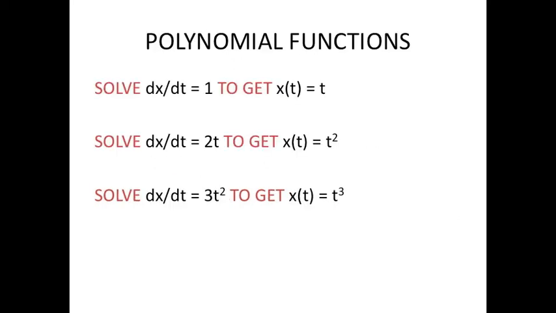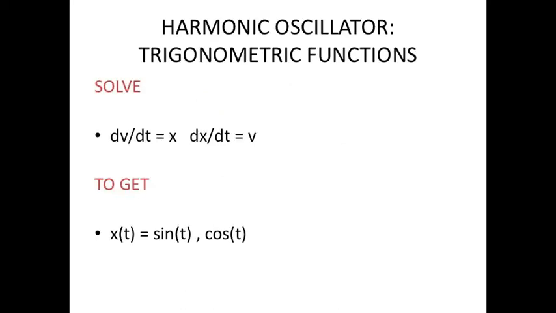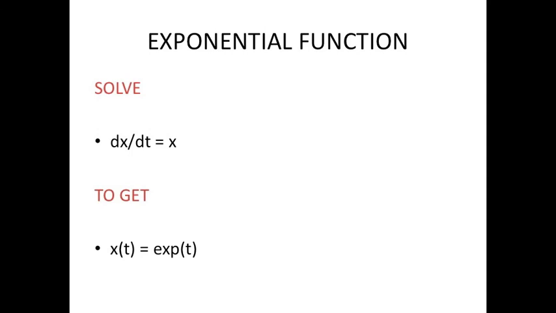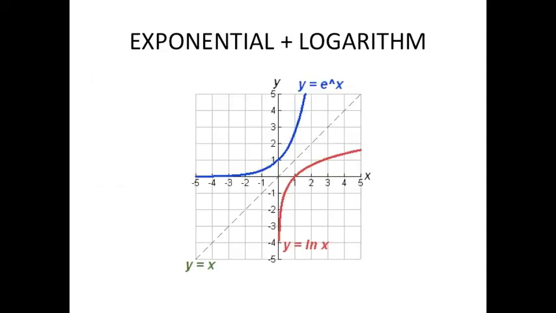Solving dx over dt equal to 1, you get x of t equal to t. Solving dx over dt equal to 2t, you get x of t equal to t squared, a quadratic function. Solving this system, you get the trigonometric functions sine and cosine. Solving these equations, you get the exponential and the logarithmic function. And so on.